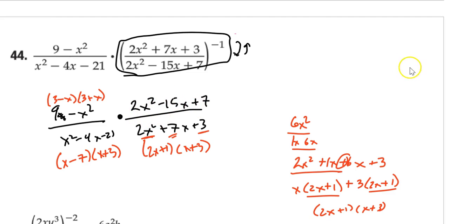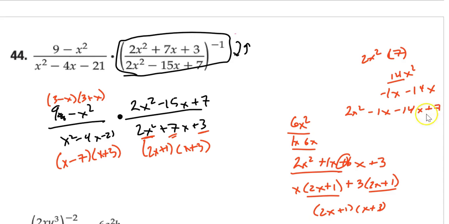Let's see, 2 and 7, 2x squared times 7 is 14x squared. Same idea, what two things multiply to get 14, but add to get negative 15. That'll be negative 1x and negative 14x. Plug it in for the middle here. So you still have the outsides, 2x squared minus 1x minus 14x plus 7.